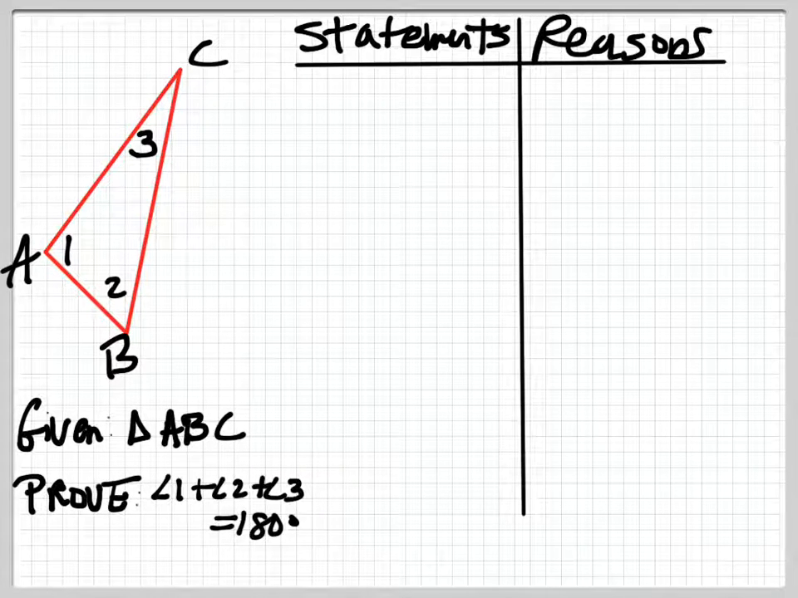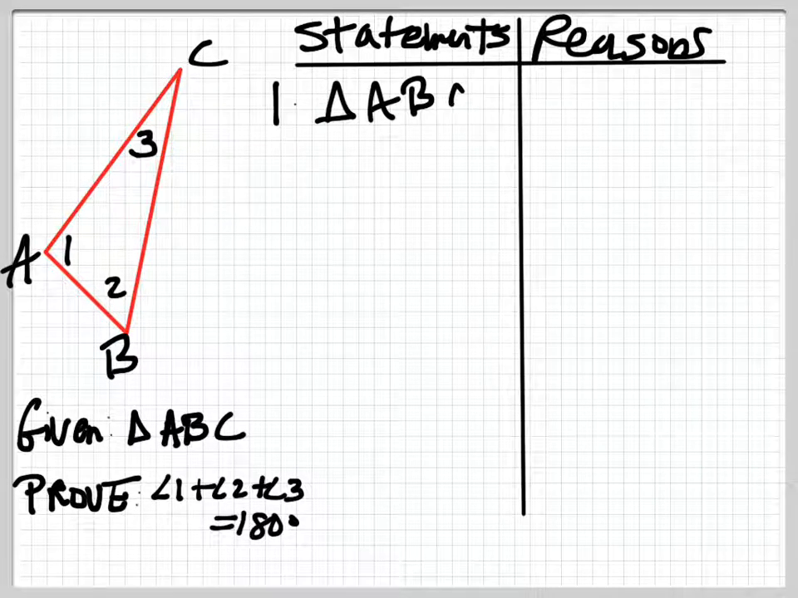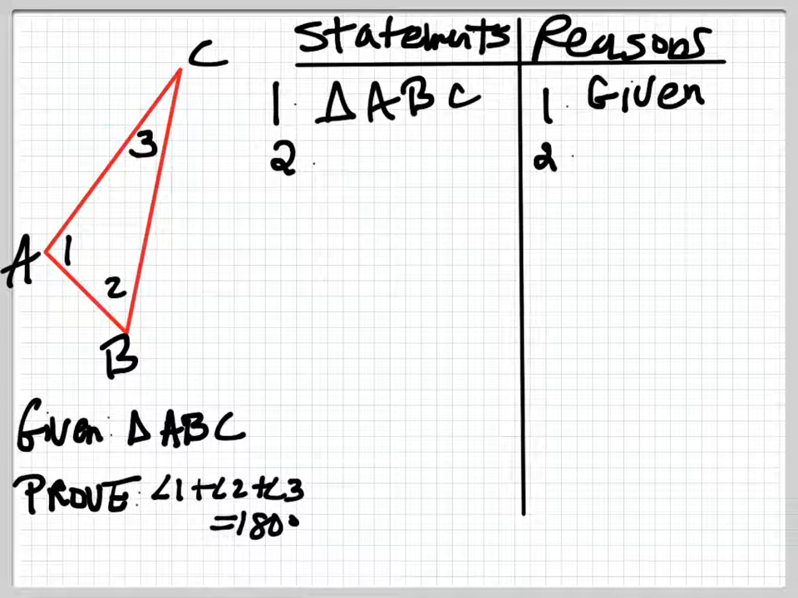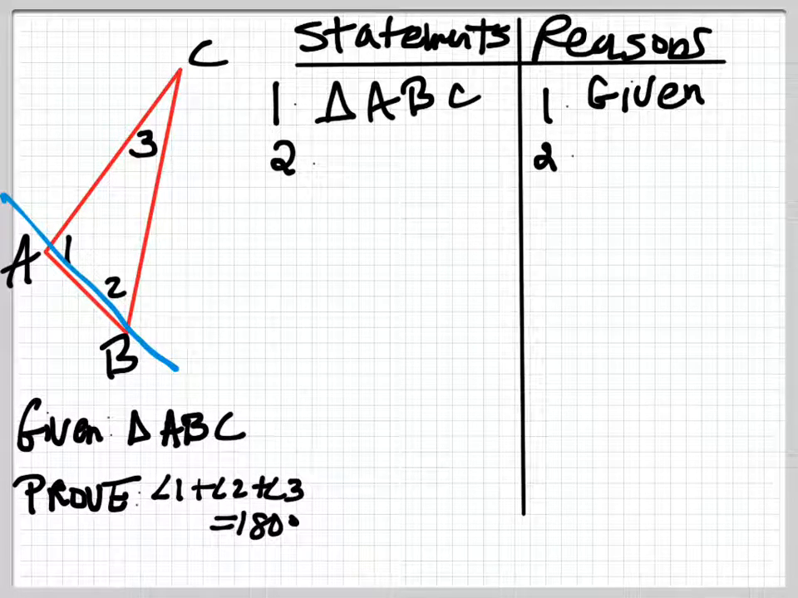The first part of our proof, as always, will be the given. We are given triangle ABC. The next part of the proof will be a little bit different. Because of an assumption that Euclid made for Euclidean geometry on the flat plane, when you have a line like AB and a point not on the line like point C, there exists only one line through the point C that is parallel to line AB. So we're going to create that line.